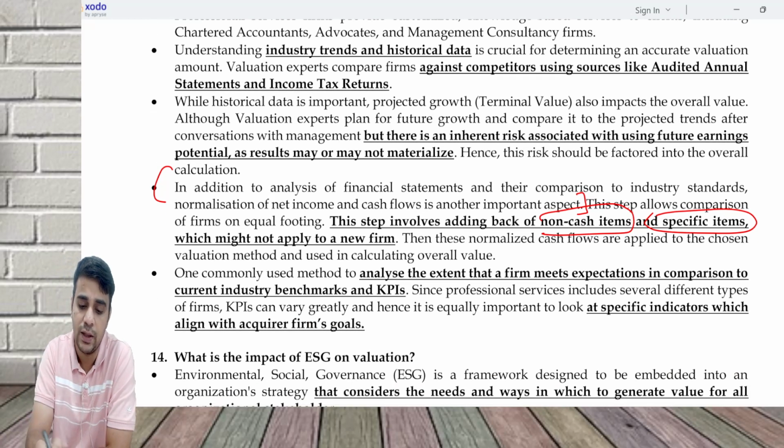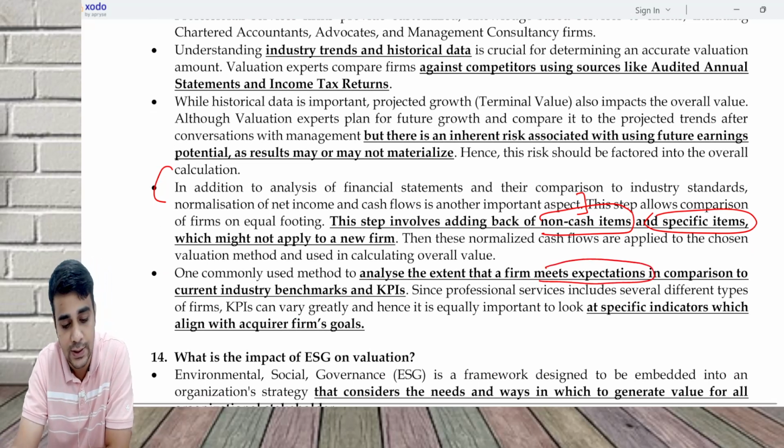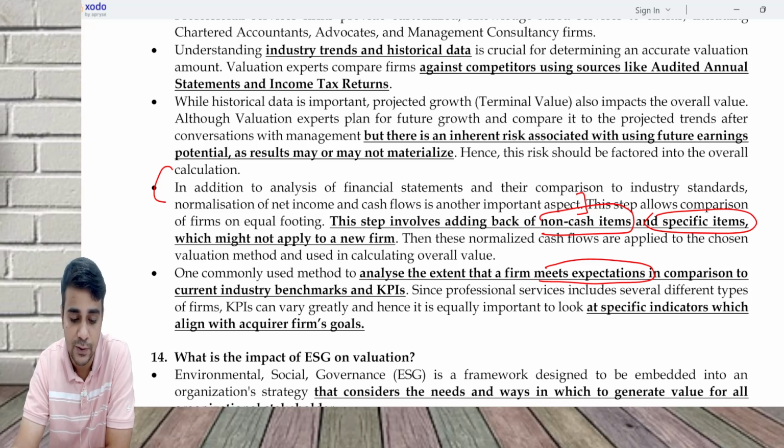One commonly used method to analyze the impact is whether the firm meets expectations in comparison to current industry benchmarks and KPIs. Since professional firms include several different types of firms, KPIs can vary greatly, and hence it's equally important to look at indicators which align with the acquirer's firm goals.